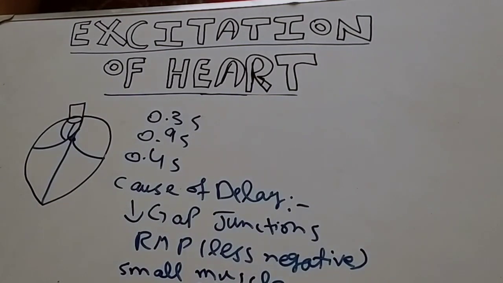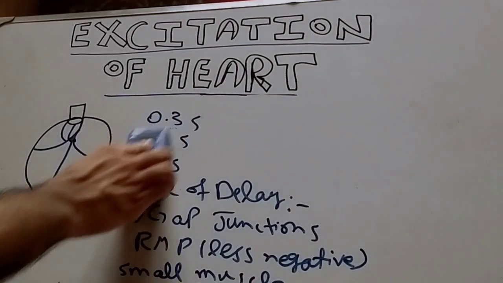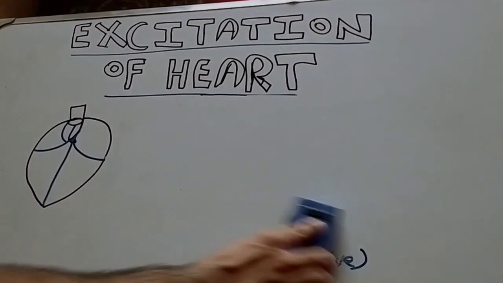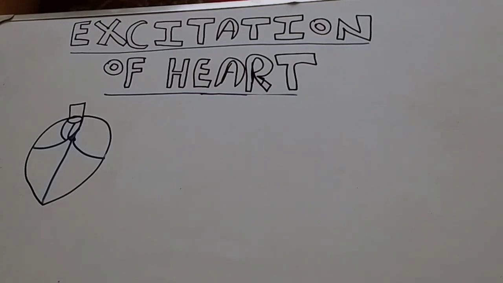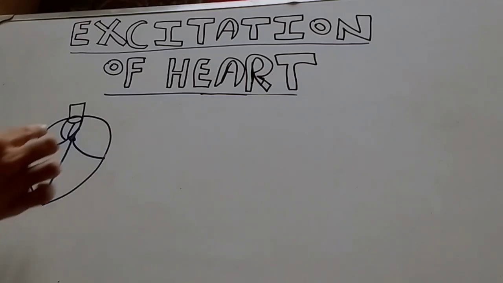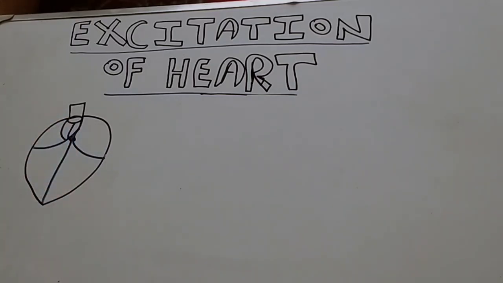Now talking about the importance of the delay. Why does the AV node hold the impulse here for 0.9 seconds? The importance is that while the impulse is being conducted from the SA node towards the AV node, the atria are contracting. The impulse is held here so that the atria can contract completely and deliver the blood towards the ventricle, so that when the ventricles contract, they actually become full of blood. So this is actually the reason.